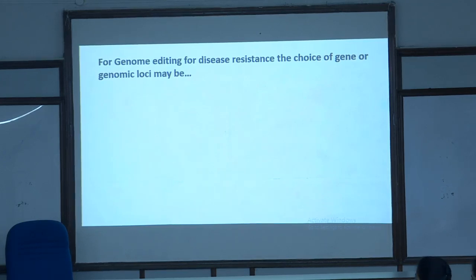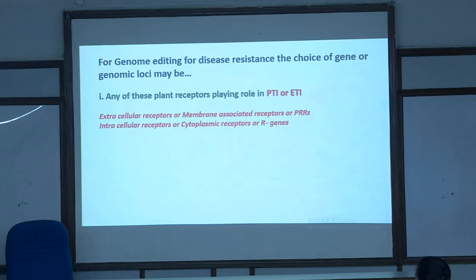So now you have three different choices at your disposal. One is surface receptors, another one is intracellular receptors or cytoplasmic receptors, and the third one is a group of genes that have an ancillary role, right? Let's see. For genome editing, for disease resistance, the choice of gene or genomic loci may be any one of these plant receptors. They participate in either PTI or ETI, right?